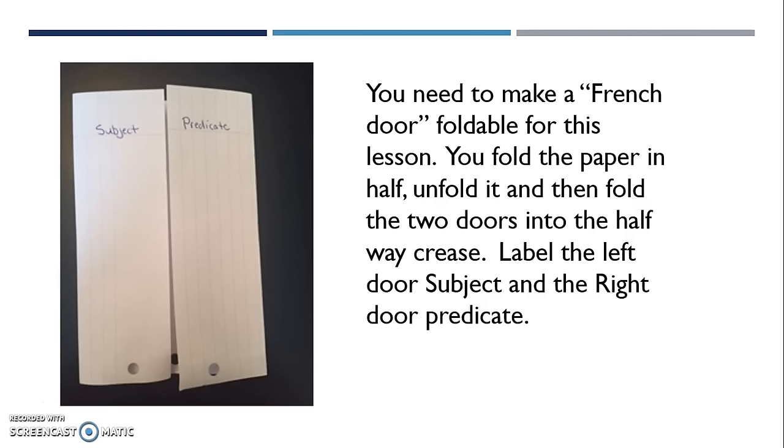It is all review. You don't have to write a whole lot. You're going to fold the paper in half, unfold it, and then fold the two doors into the halfway crease. We've done this before. Label the left door subject and the right door predicate. Pause this tape. Get that done.